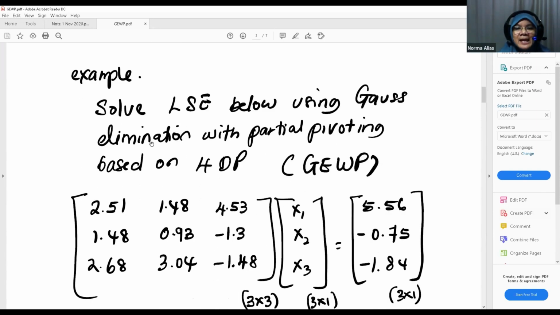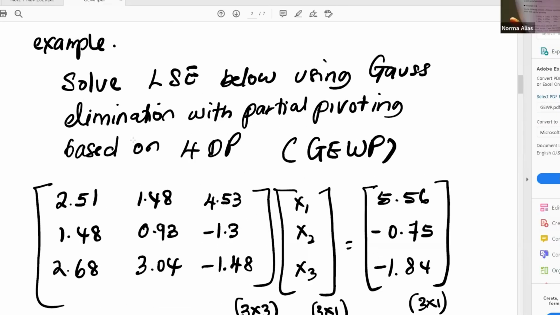Now, let's go to this example. This is a matrix, a full matrix, 3 by 3. Solve using 4 decimal places. Take your calculator and find the solution.